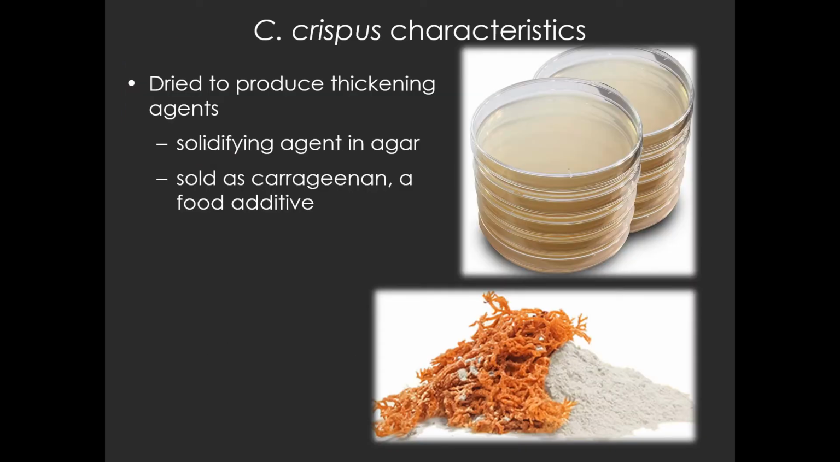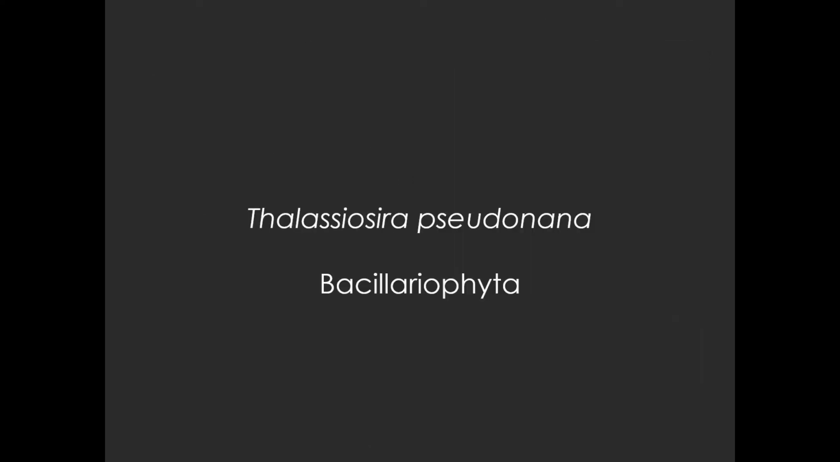Fun fact about C. crispus, when it's dried, the powder that results can be used to produce thickening agents such as the agar that we use in order to make solid media in the lab, and as a food additive called carrageenan. So, in the lab and in your grocery stores, C. crispus is used as a thickening agent.